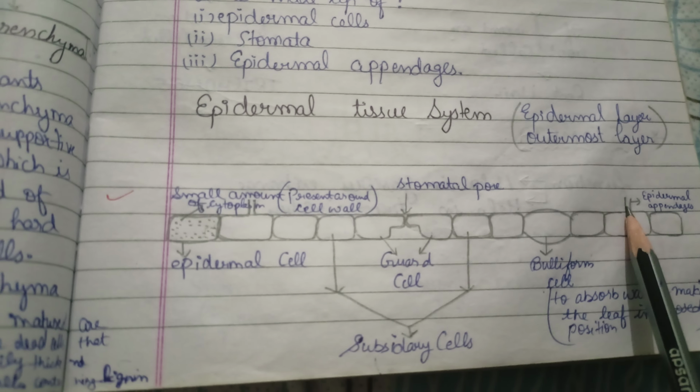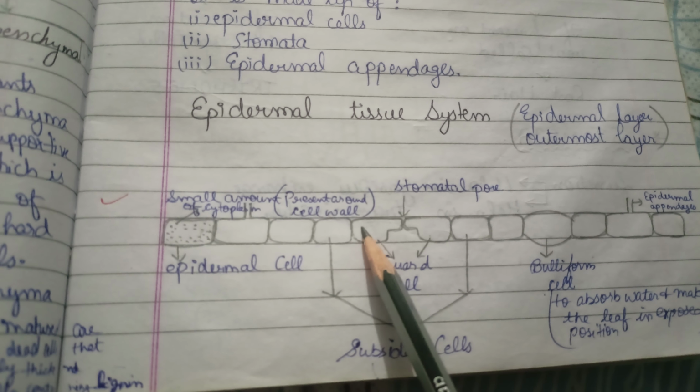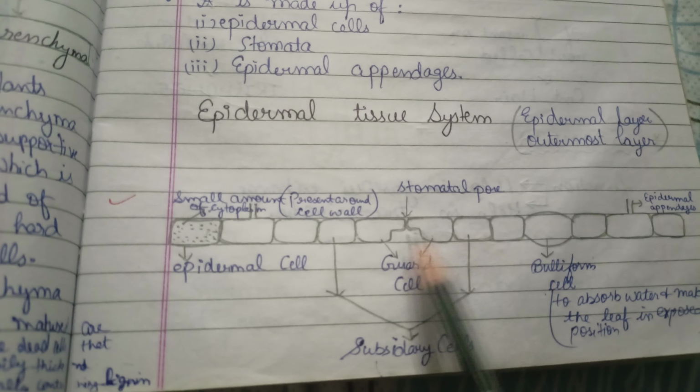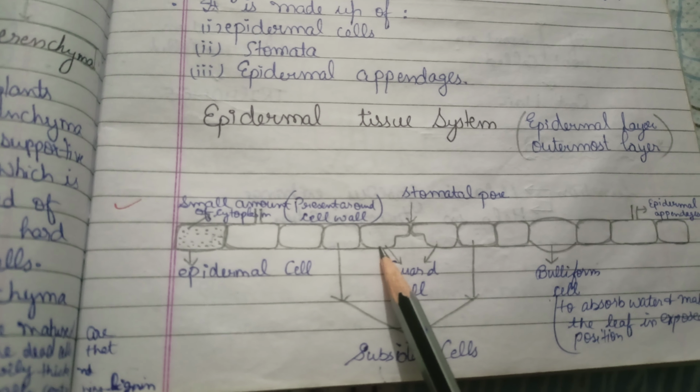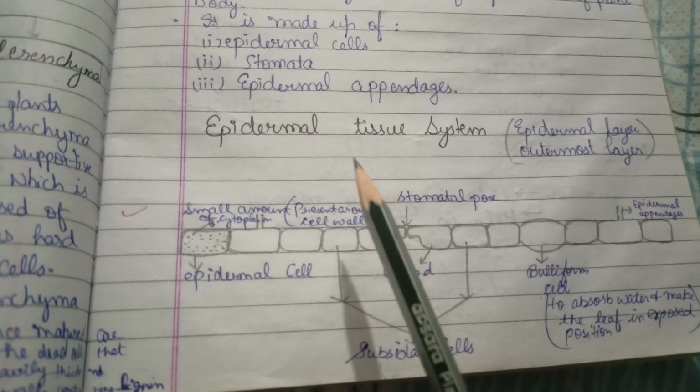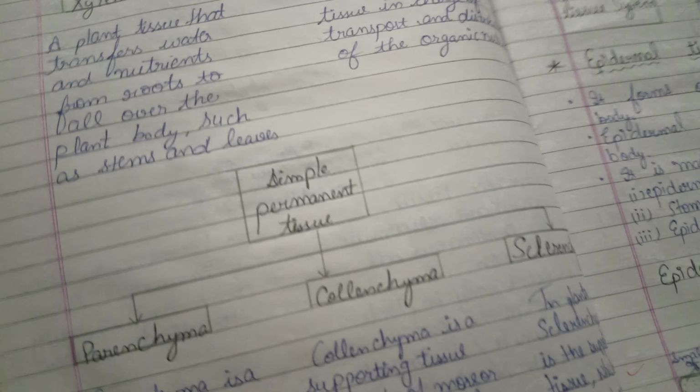Now, in the neighborhood of the guard cells there are subsidiary cells which control the opening and closure of the guard cells. So this is the basic structure of the epidermal tissue system.